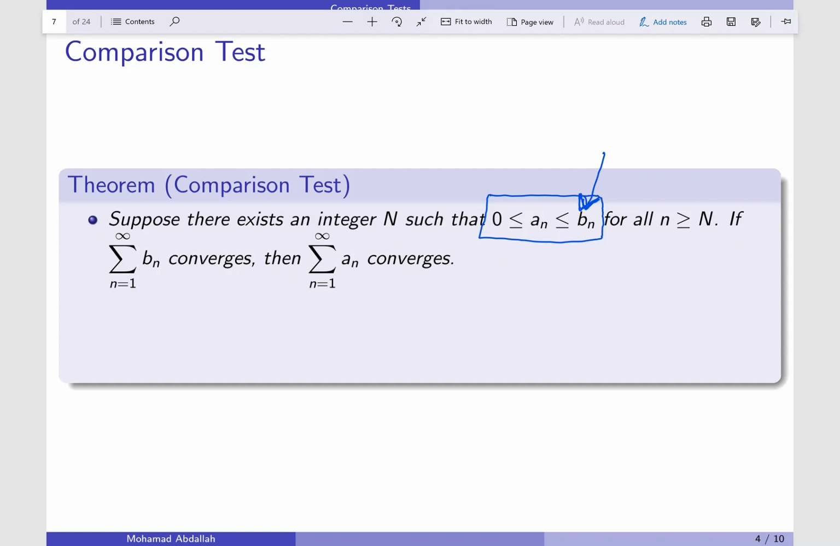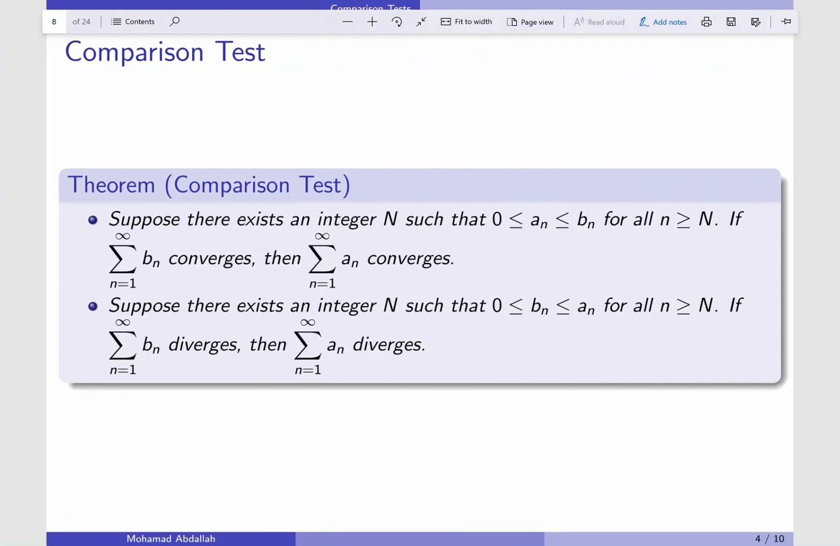Now if it diverges, it doesn't tell me anything. So if the sum of bn diverges, well, the sum of an is smaller, it could be infinity also, it could be some number, so it's inconclusive. However, if you know that bn is less than an, you see here the inequality is different. If you know that the sum of bn is divergent, then because an is going to be bigger than bn, the sum of the an's will be bigger than the sum of the bn's, so it's going to be divergent.